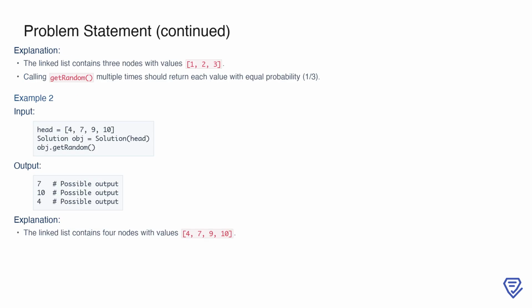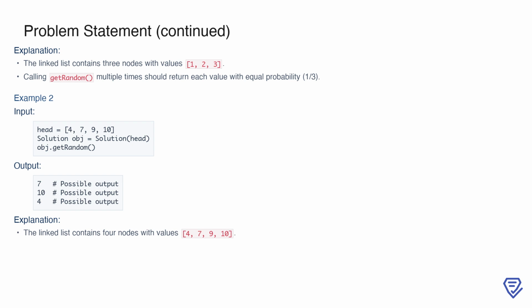Now, let's consider another example where the linked list contains 4 nodes with values 4, 7, 9, 10. When we initialize a solution object with this list and call the getRandom method, it could return any of the values 4, 7, 9, or 10. Each of these values must have an equal chance of being selected, which in this case is a 1/4 probability for each value. The concept remains the same regardless of the size of the linked list.